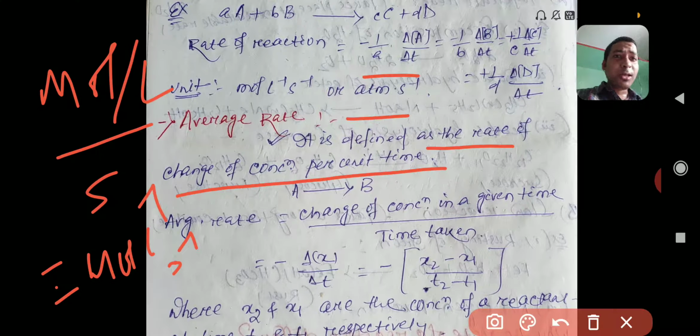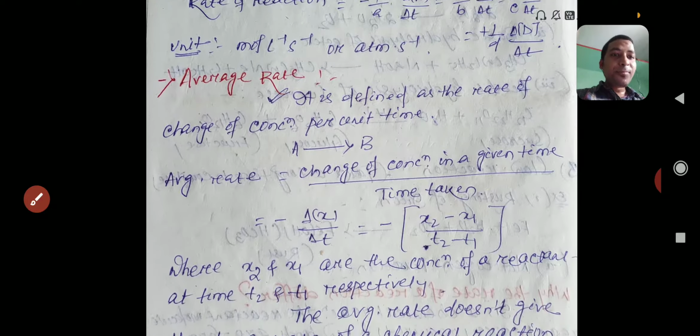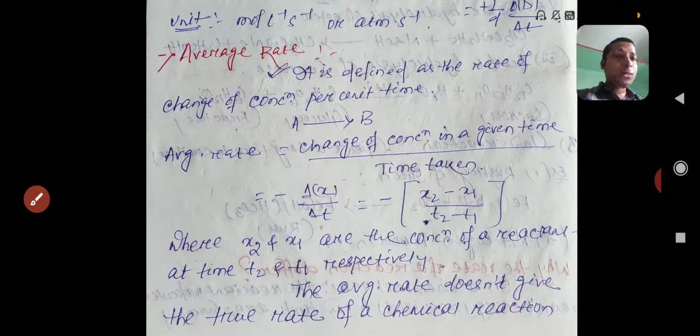So consider the example, A gives rise to B. A reaction proceeds as A gives rise to B. So the average rate of reaction is written as change in concentration at a given time divided by time taken, so minus del X by del T. Look here, I have written del X, not del A or del B, because the change in concentration occurs over a range. Therefore, in general, it is written as minus del X by del T, and del X, change in concentration of X, may be written as X2 minus X1 and T2 minus T1, where X2 and X1 are the concentrations of reactants, and T2 and T1 are the times respectively.